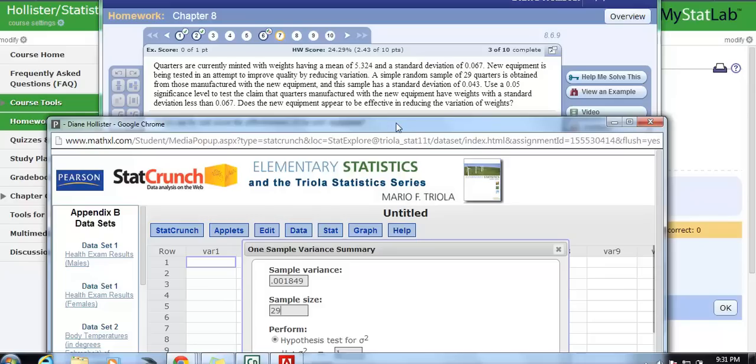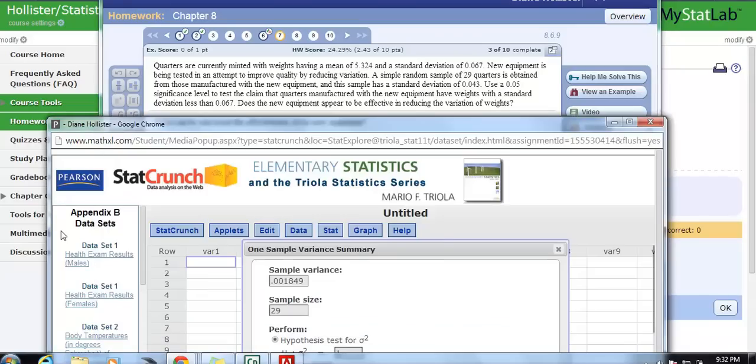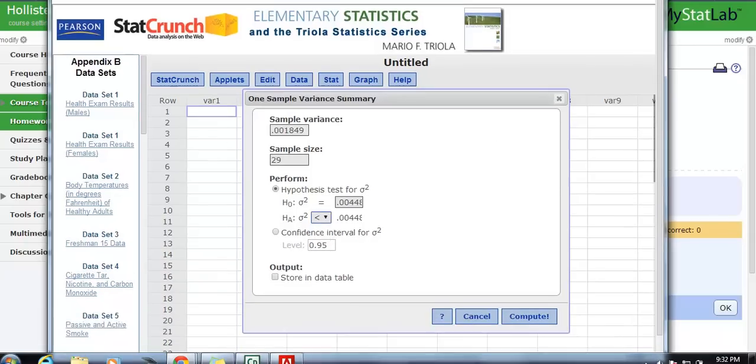The hypothesis test is that the claim is that the weights are less than 0.067. However, again, in here, it's talking about variance. So you need to use your calculator, square the 0.067, and enter that value in. So 0.004489. And we're saying here that it's less than that amount. And we're going ahead and click Compute.